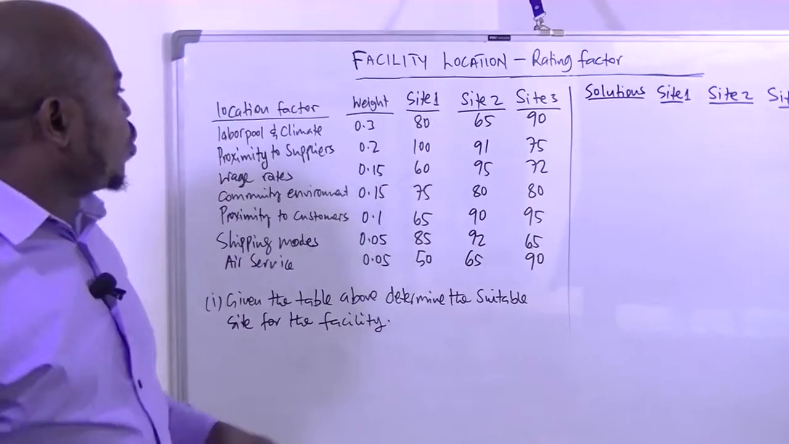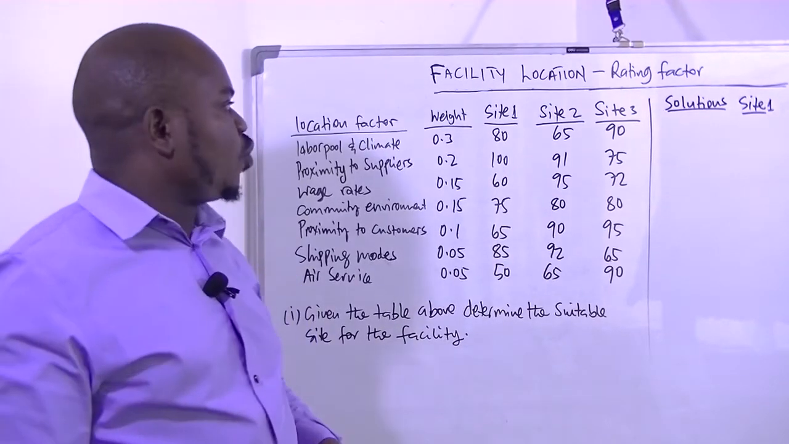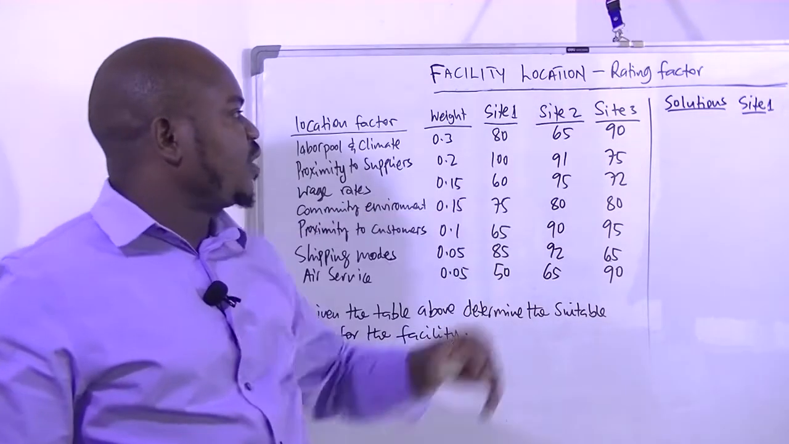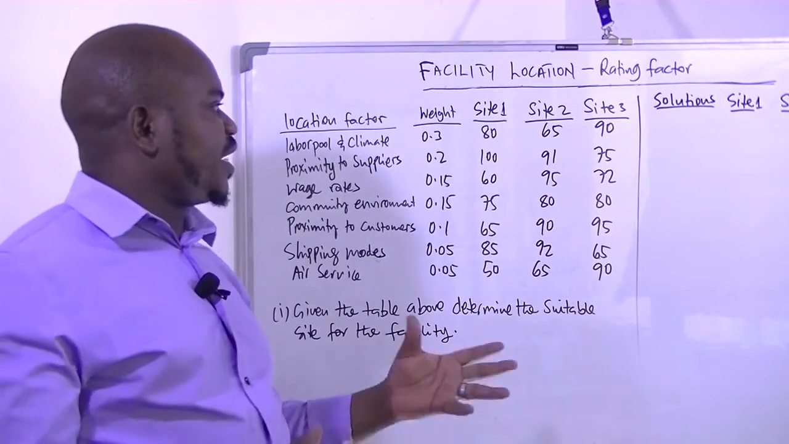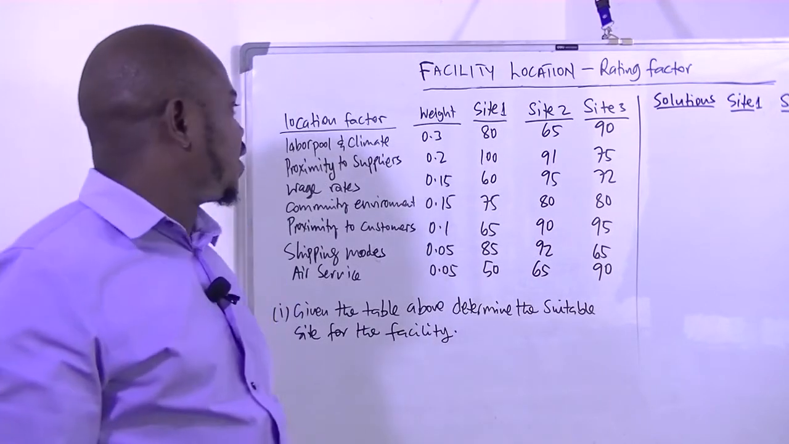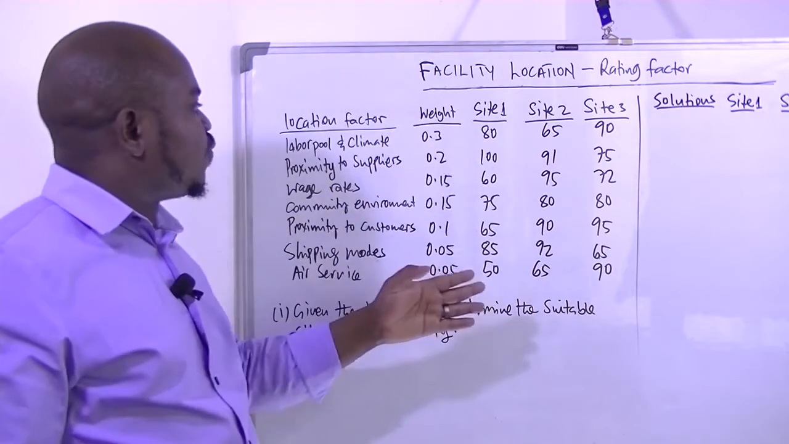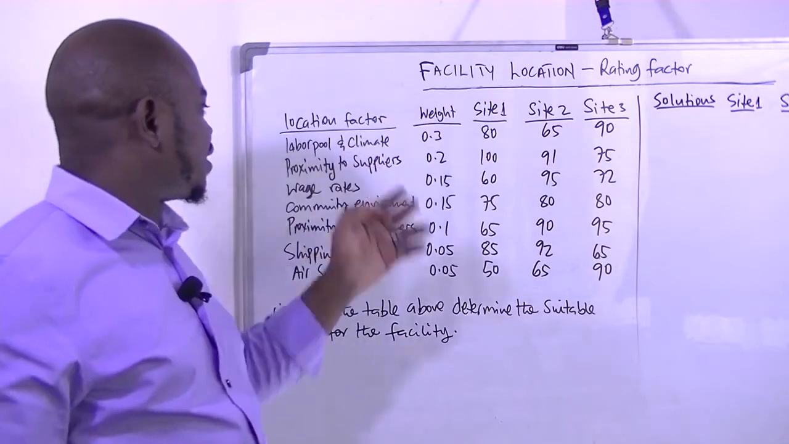Welcome back. So we continue with facility location computation. Now I'm looking at the last part, which is rating factor. Now with rating factor, we're basically given different weights, and we are given numbers for each site together with the weighting itself.